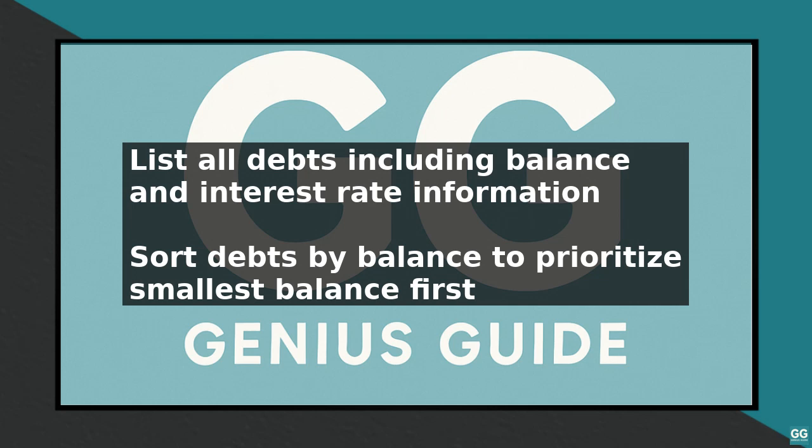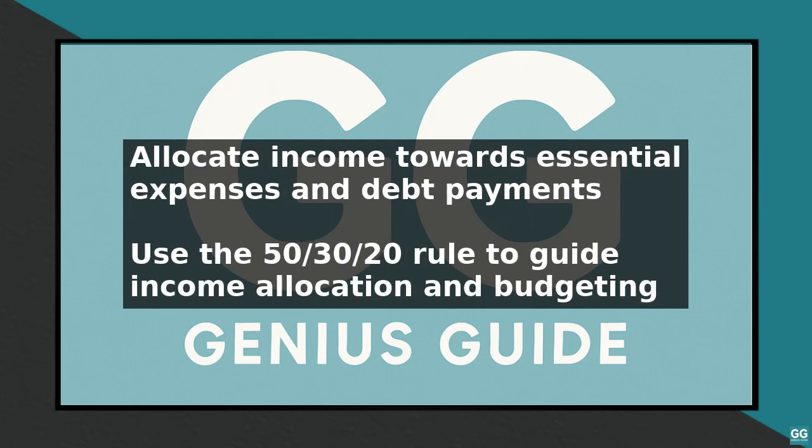Now, use EveryDollar to create a budget that accounts for your income, essential expenses, and debt payments. Set a realistic goal for how much you can afford to pay towards your debt each month. Make sure to include the minimum payments for all debts except the smallest one, which you will pay off as aggressively as possible.